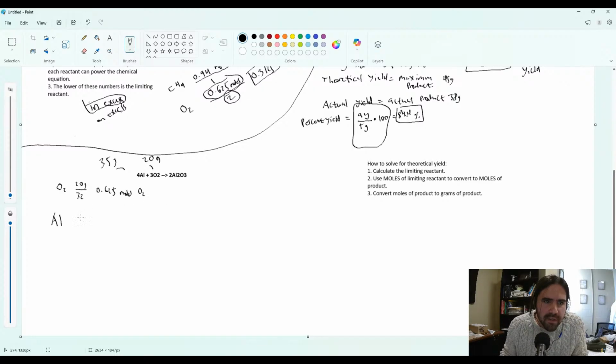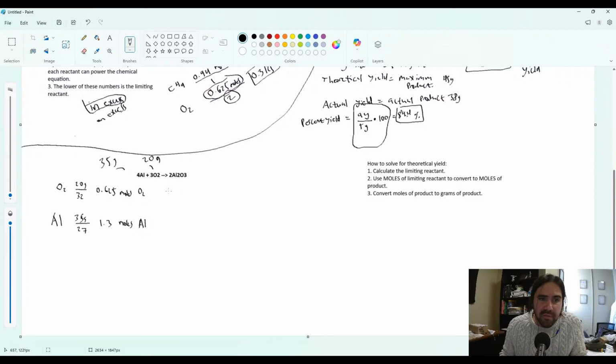Aluminum, we have 35 grams of it. Its mass is 27. Okay, so 35 divided by 27 is 1.3. That's how many moles of aluminum there are. Next up, there are more moles of aluminum, right? But also aluminum's getting used up at a faster rate. So we need to figure out which one's going to run out first.